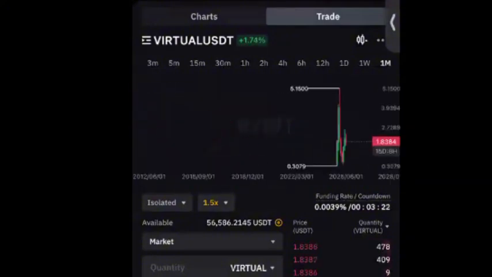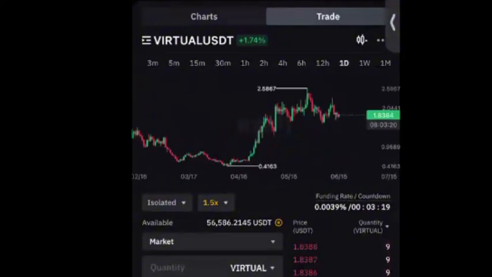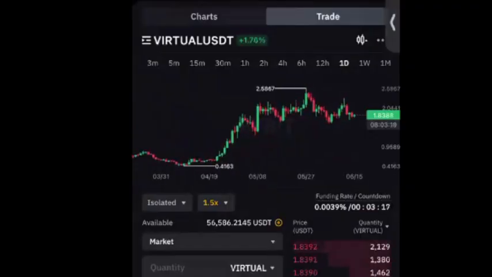Let me use the 1-day graph to show us this. Remember, each candlestick here represents 1 day. We can see that in recent times, this coin has risen from 0.4 to 2.5 and is currently at 1.8. Now, when I look at this chart, what I see is that the market had risen for a while, and the market is now consolidating.